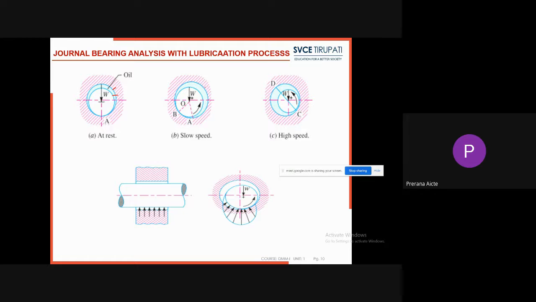See, the gap is very high compared to the initial stage. In the second stage, we have more gap. Why? Because the journal keeps revolving inside the bearing surface. So when you increase the speed gradually, we get more gap between these two surfaces. If it is a high speed condition, that means the speed is continuously increased, the gap in a journal bearing is very high.